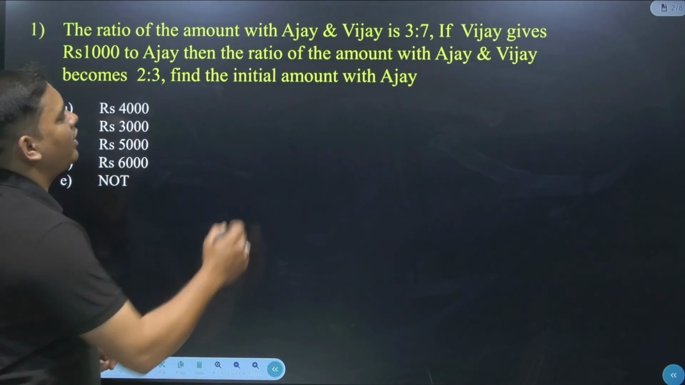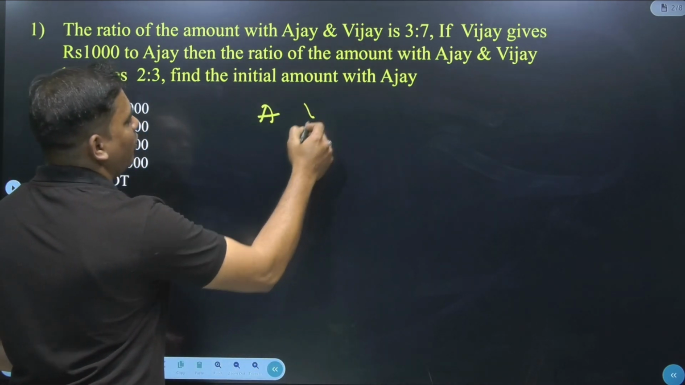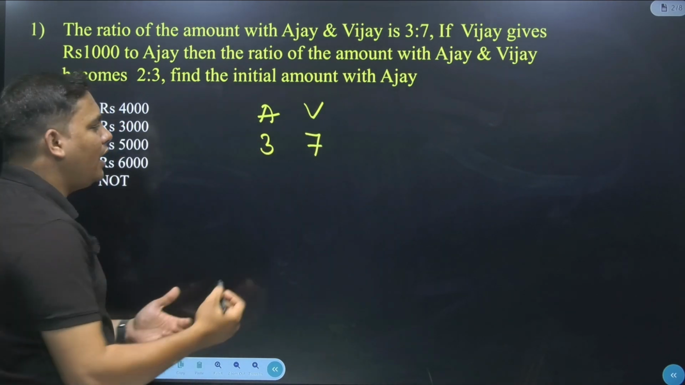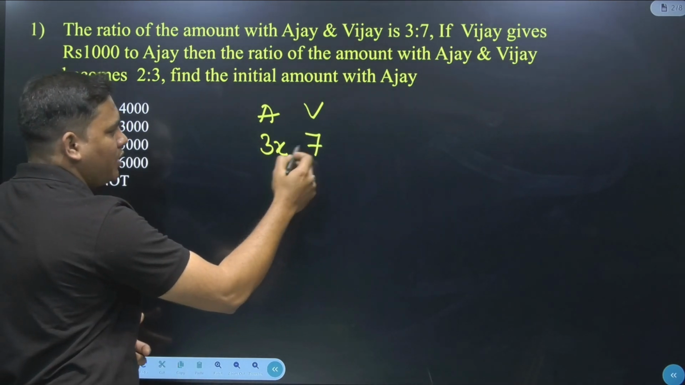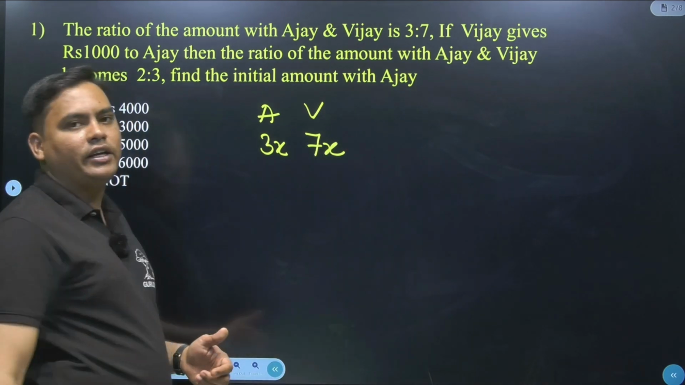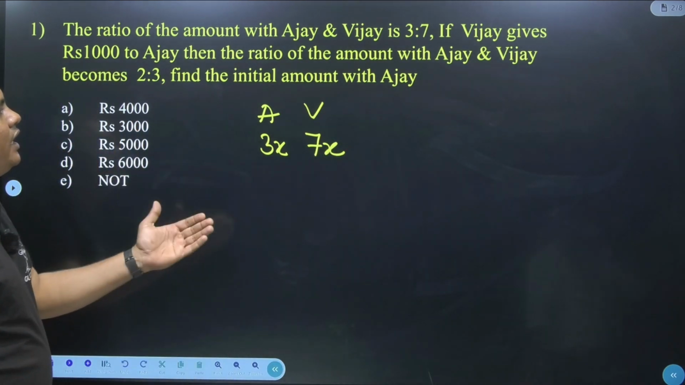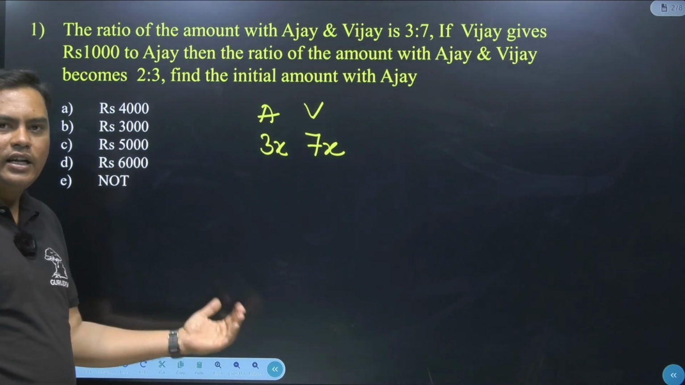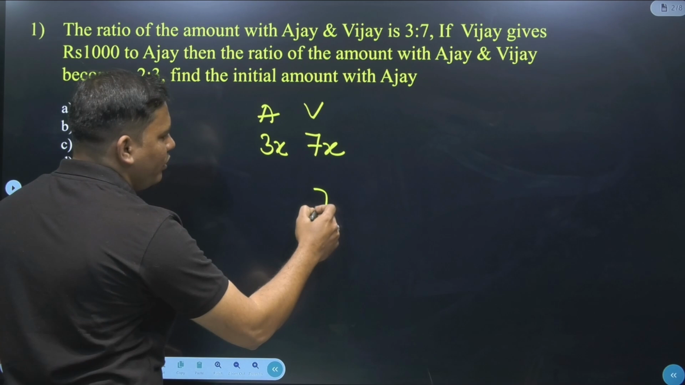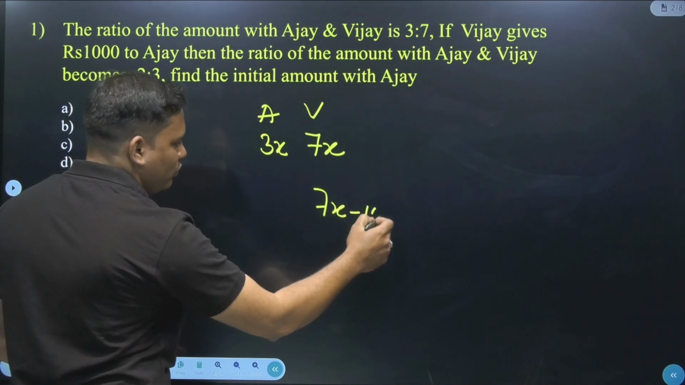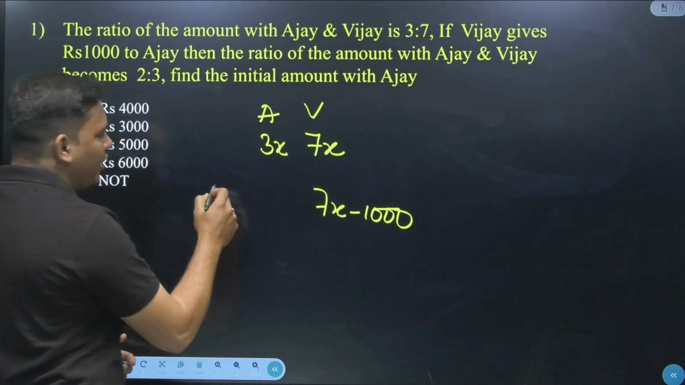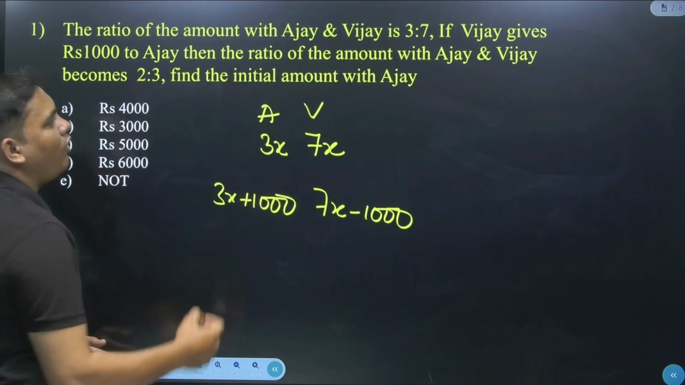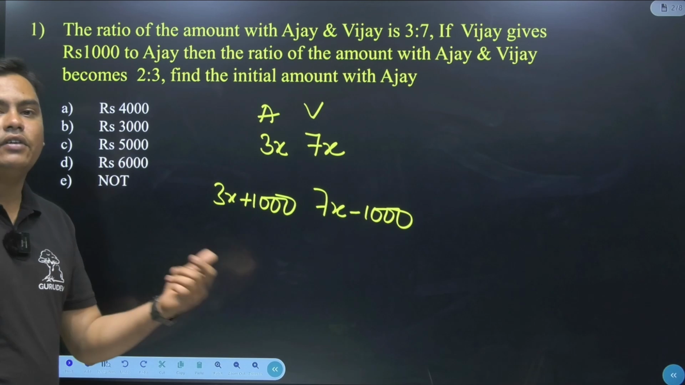So what is given here? Ajay and Vijay have some amounts in the ratio 3:7. So can I tell that Ajay was having 3x rupees and Vijay was having 7x rupees. Vijay is giving 1000 rupees to Ajay. So now Vijay will be having 7x minus 1000 and Ajay will be having 3x plus 1000 here.